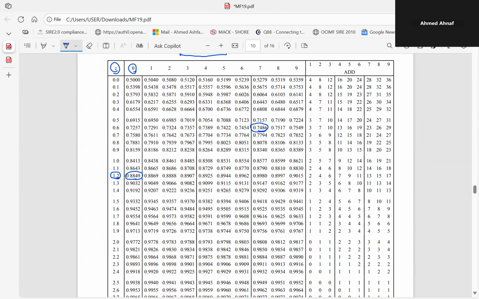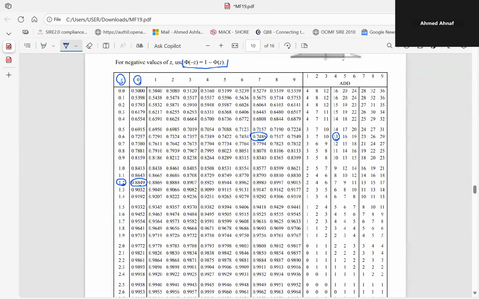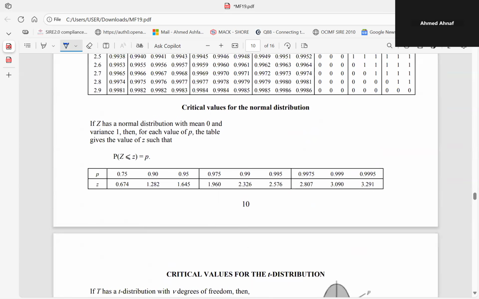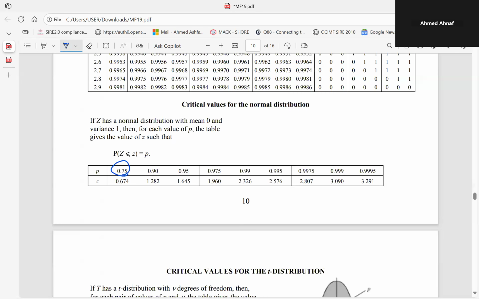So 0.75. Okay, 13 is the closest value. It's 0.7499 if you choose 13. So this is the closest value we got. Or we can just use this. So 0.75, yeah, we have this.